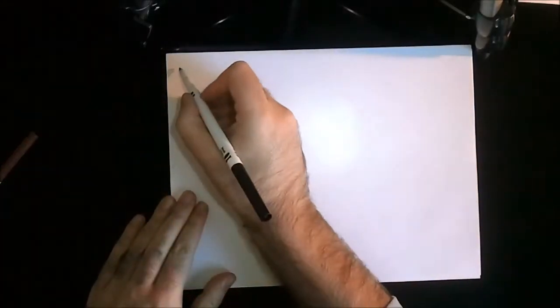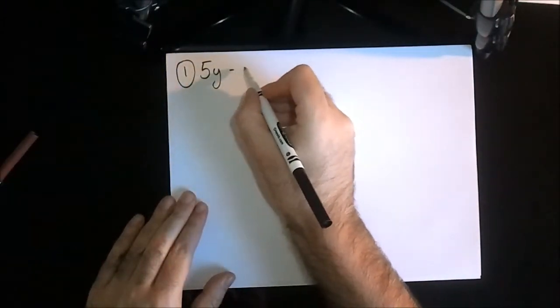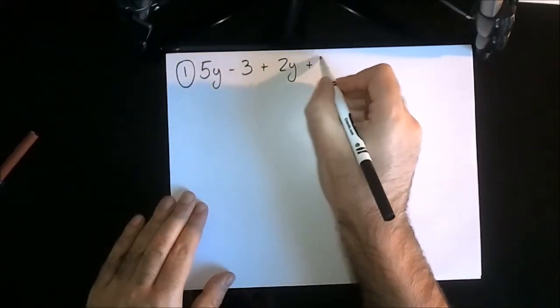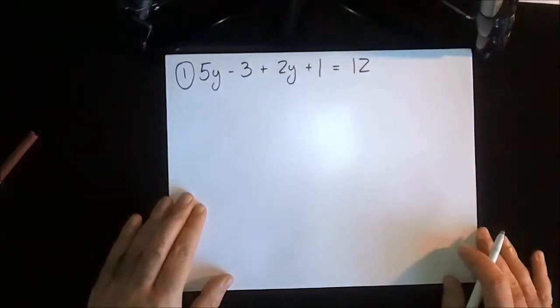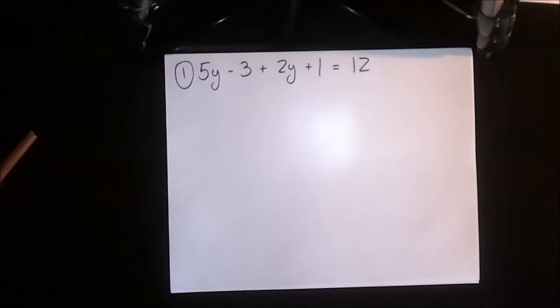We are going to start with number 1, which is 5y minus 3 plus 2y plus 1 equals 12. This is a pretty simple problem. Essentially, it's a multi-step equation, 3 steps. Step 1, combine your like terms. Step 2, get rid of something to isolate the y term. Step 3, get rid of the other thing to finally isolate the variable, and you're done.